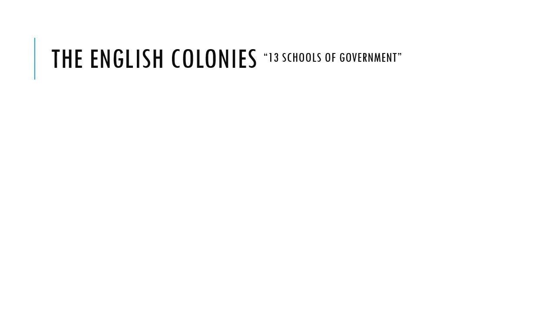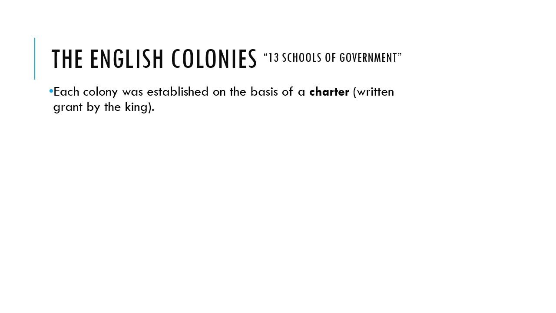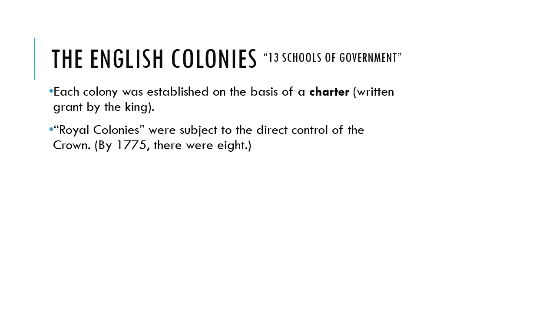The English colonies. We have 13 colonies to see the government transforming. Now, it's important to remember that each colony was established on the basis of a charter, a written grant by the king. Okay, you can't settle and create a colony without a charter. Now, there were a set of royal colonies, and they were subject to the direct control of the crown. By 1775, there were 8 of them, so 8 out of 13 were known as royal colonies.